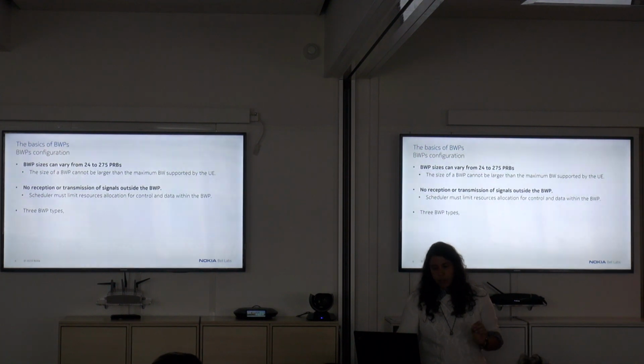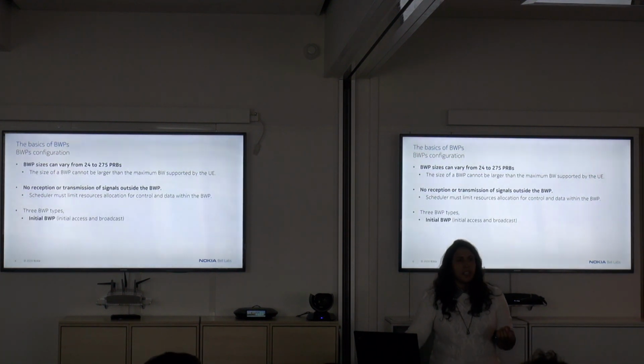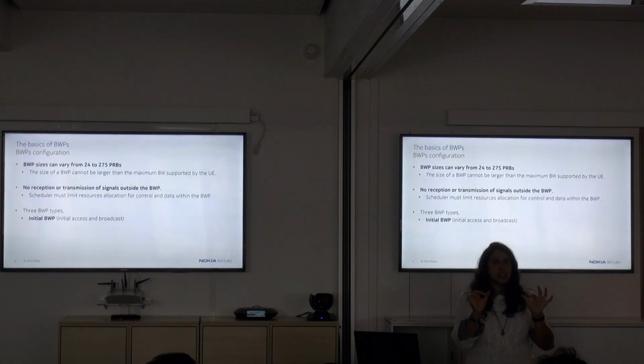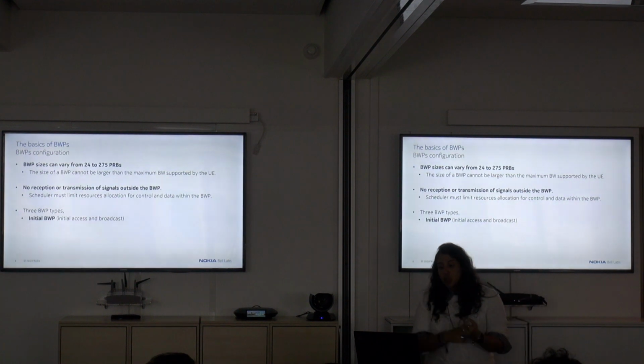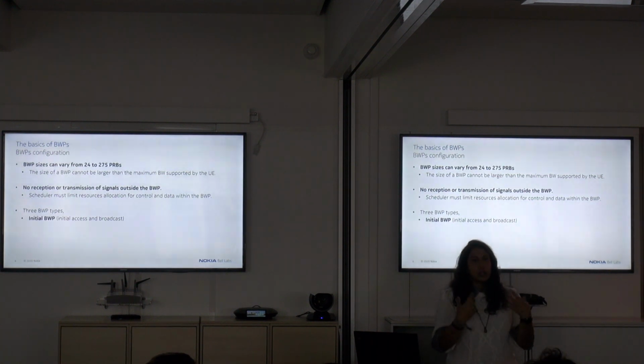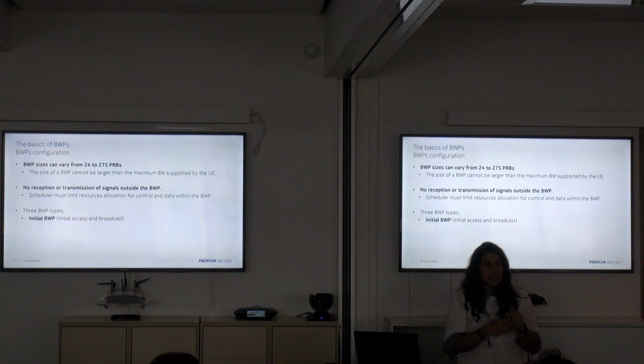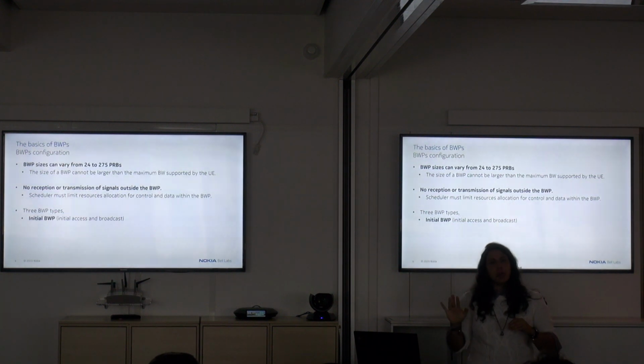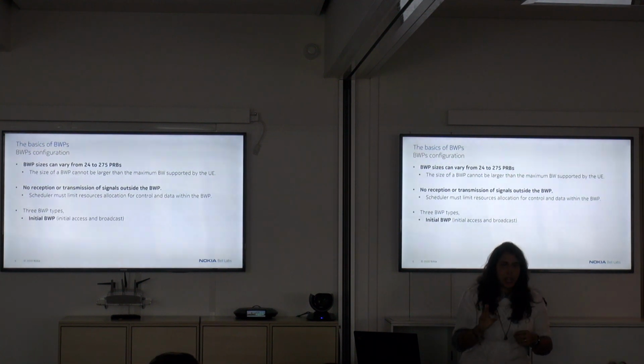And then we have three types of bandwidth pair. We have an initial one. This is just the names that these partitions receive depending on what they are used for. There's an initial one, which is used for the initial access to the network and for the broadcasting signals. And then this one is like a particular bandwidth pair because it's common to all UEs, and it's the only bandwidth pair that has that characteristic. So although bandwidth pairs are UE specific, all of them share the initial bandwidth pair. And this initial bandwidth pair is set by the network and is informed to all the UEs when they connect to the network.